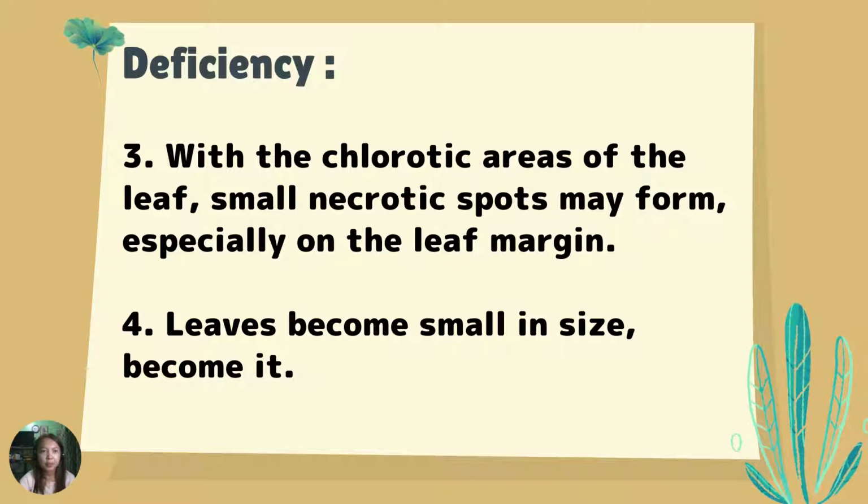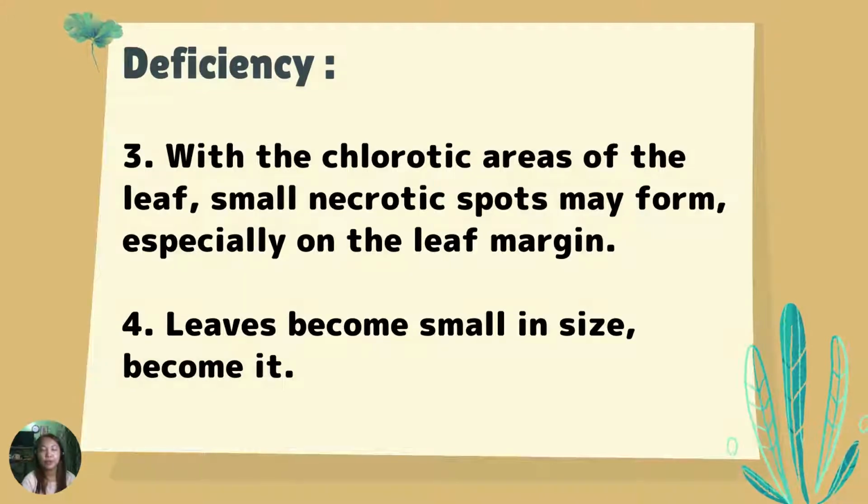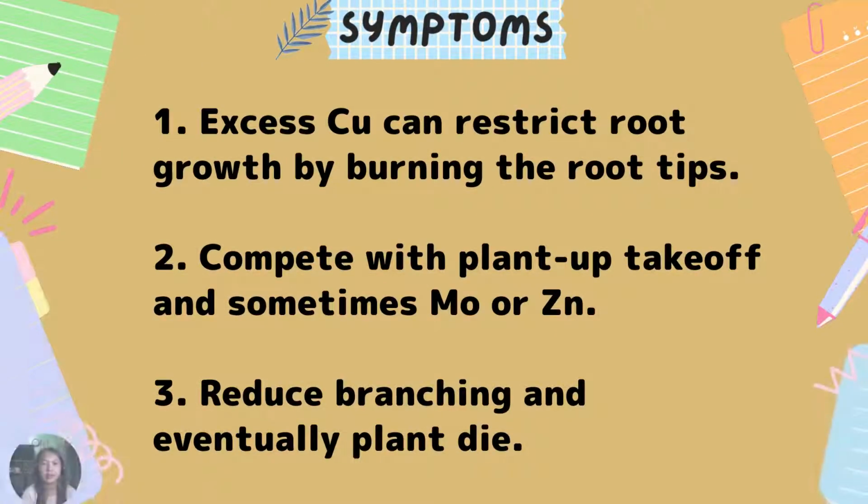So the plant tends to become stunted, meaning to say there is either a lack of the element for plants or too much presence of this element in plants. Okay, so the leaves become small in size, and also with chlorotic areas of the leaf, so possibly there will be yellowing of the tip of the leaves. Okay, so those are the symptoms to observe.